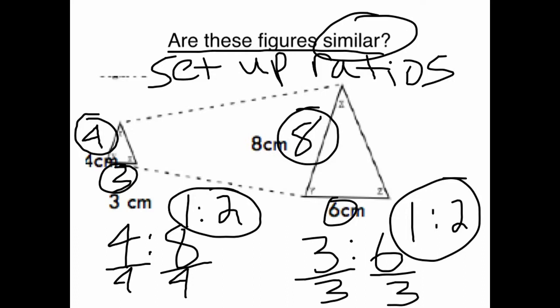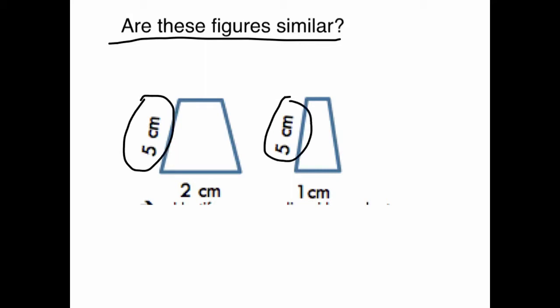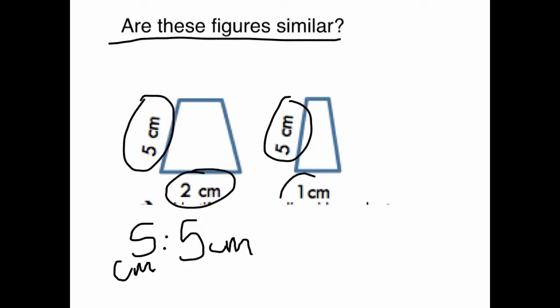Let's do another example. All right, just have these roughly drawn on your notes page. Again, are these figures similar? All I'm going to do is set up ratios for my corresponding sides to see if it works. So for the left side of these figures, we'll do 5:5. Don't forget your units. I lacked on that on the last one, but don't forget it. And then 2:1.